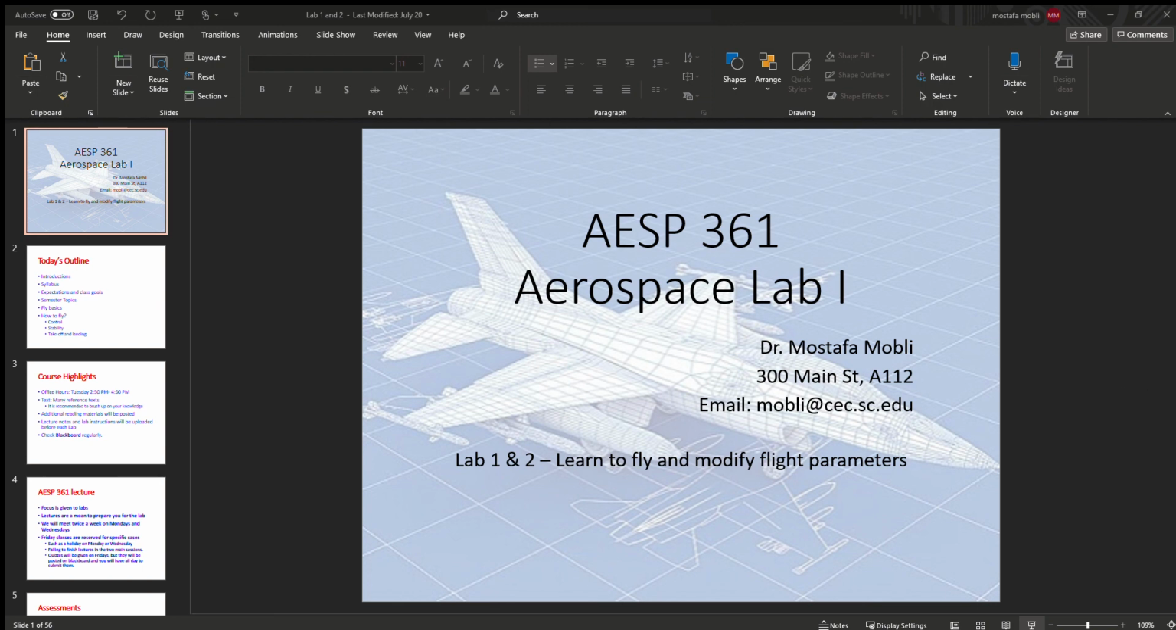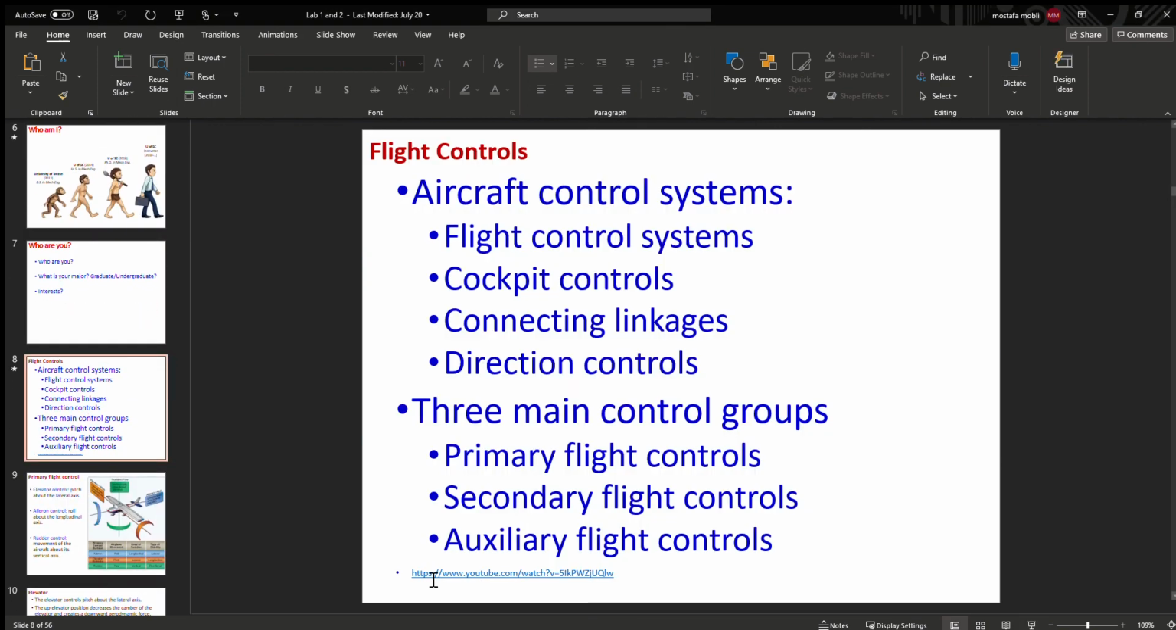The first thing we want to do is to watch a clip that was downloaded from YouTube. It essentially goes over the basics of flight control. It's a 2-minute clip, and you have to let me know if you didn't hear the sound.